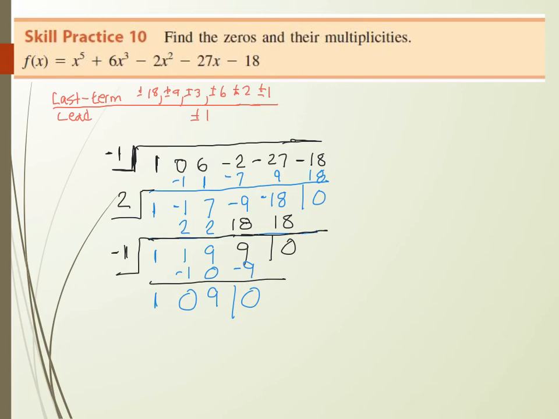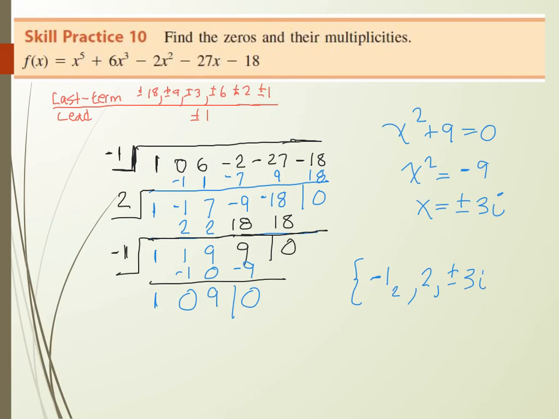So now we're down to x^2 + 9 = 0. x^2 is equal to -9. So x is equal to plus or minus 3i. Boy, we've gotten that a couple of times. So here are our roots: -1 with multiplicity 2, we have a 2, and we have plus or minus 3i. So that's the end of our problem.